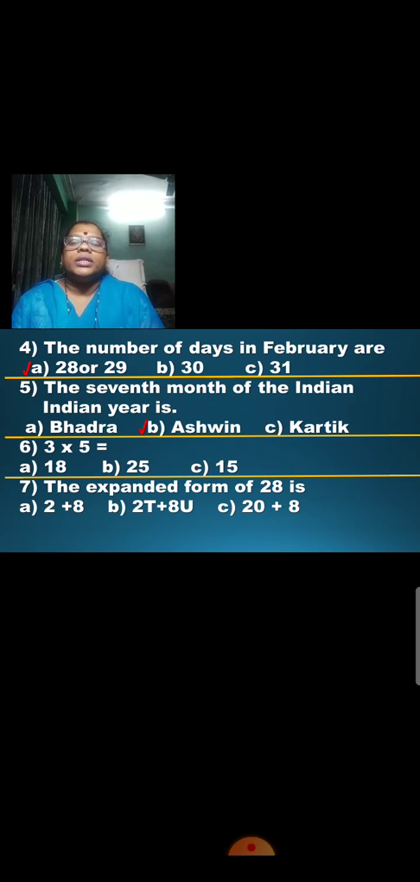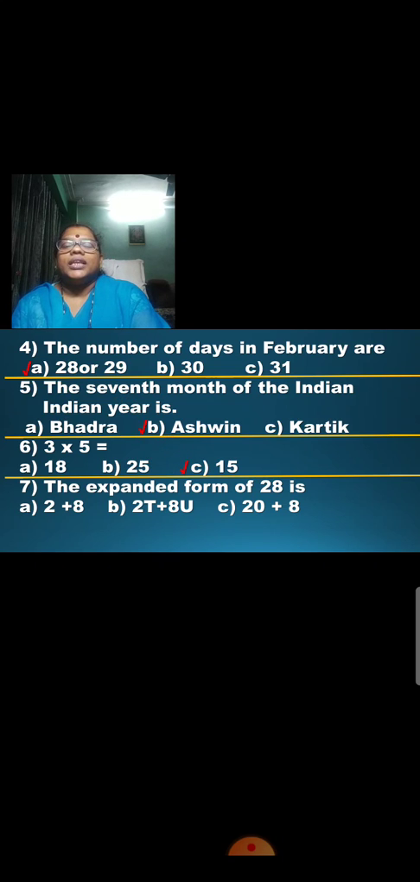Now, next one, children. 3 fives are 18, 25, 15. 3 fives are, children, 15.